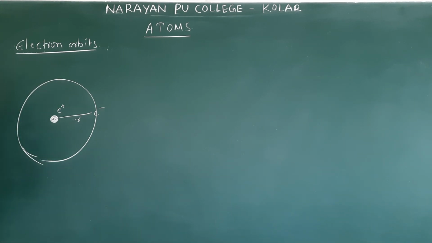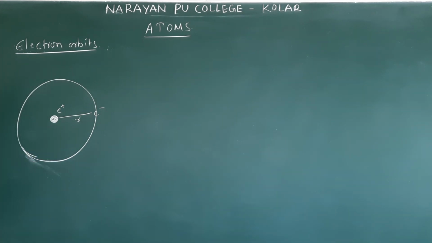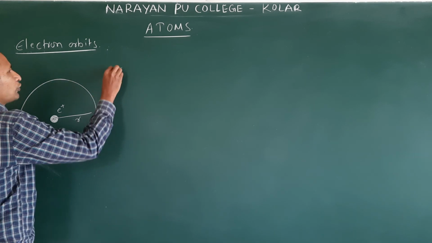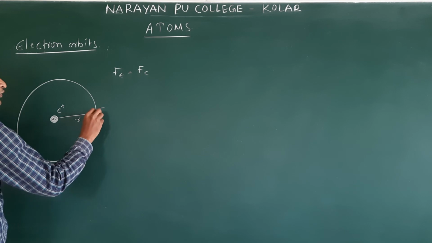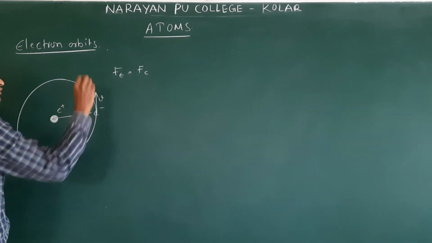Now it is revolving in circular motion. When a body is in circular motion, which force does it experience? Centripetal force. So who is providing the centripetal force? Electrostatic force. So the electrostatic force is providing the centripetal force. It is revolving with velocity v.